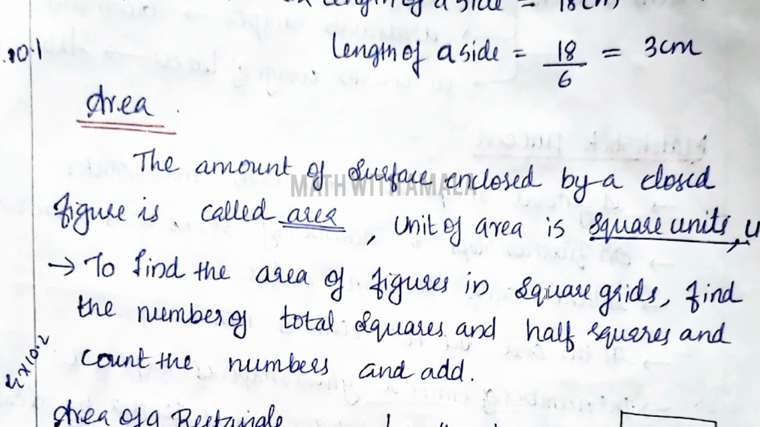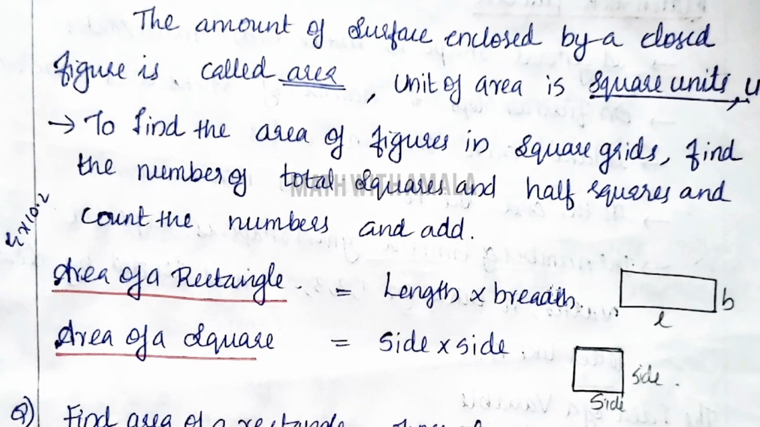So area is the amount of surface enclosed by a closed figure. Unit of area is square units or unit square. If you are calculating in meter, you have to do it in meter square. Otherwise, square meters. You have two representations: square meters or meter square, centimeter square or square centimeters, or square kilometer or kilometer square.